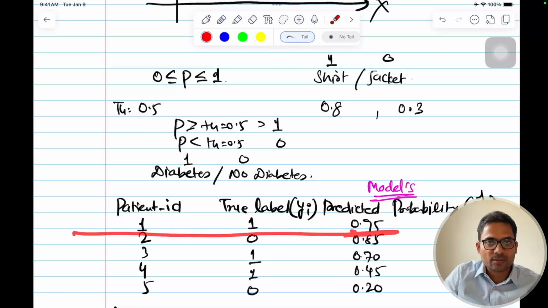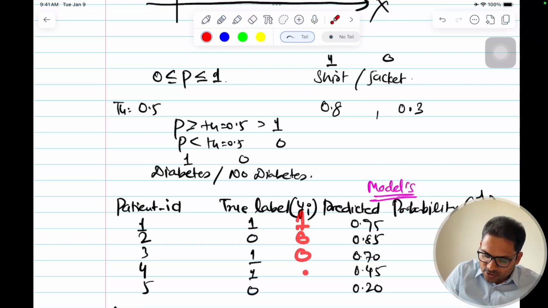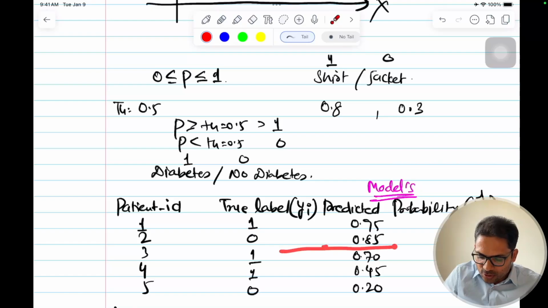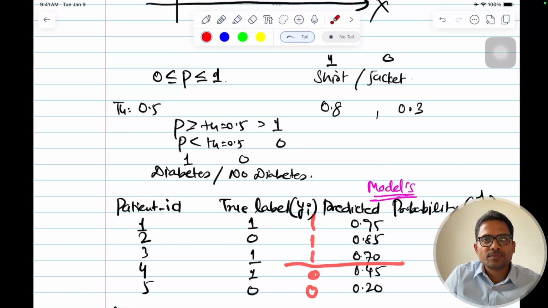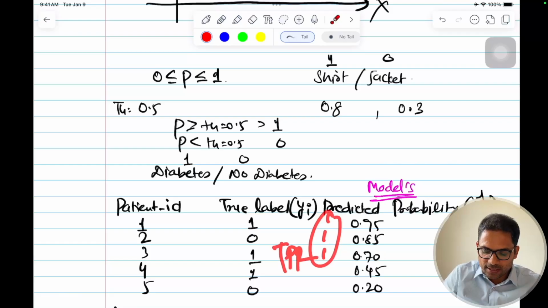If 0.95 was the threshold, say for example, anything above this is diabetes, so only this will be classified as 1, and the rest will all be 0, 0, 0, 0. Now if I set my threshold to 0.85, this will be 1, and the rest will all be 0. Similarly, if I set my threshold to 0.7, this will be 1, 1, 1, and this will be 0, 0, and so on. I hope you get the idea. So I'll set each value as a threshold, and based on that I'll give my final predicted label, and then I'll calculate my true positive rate and false positive rate.